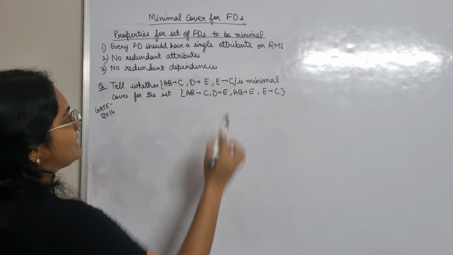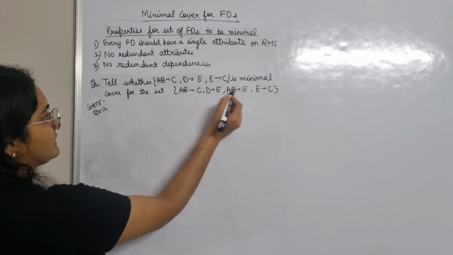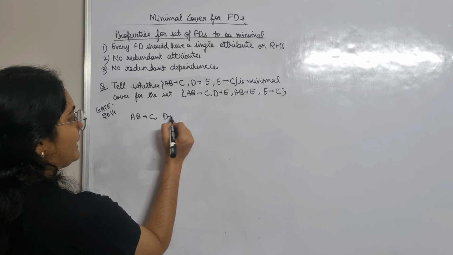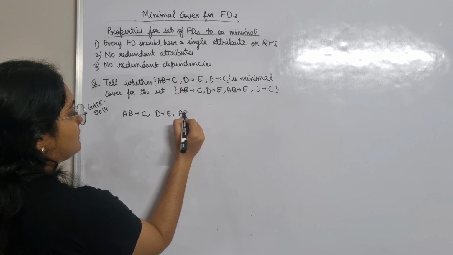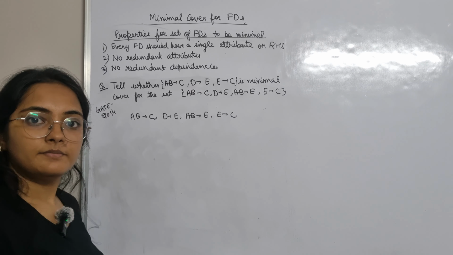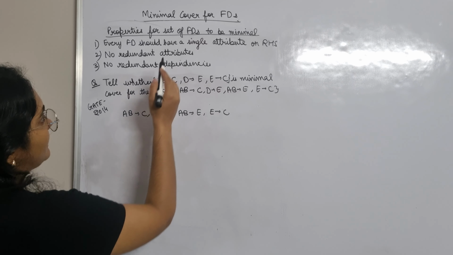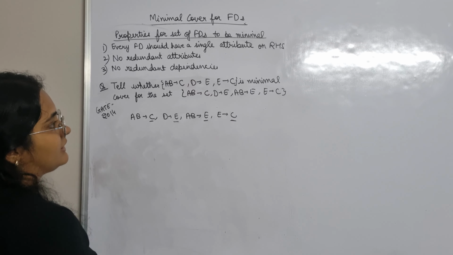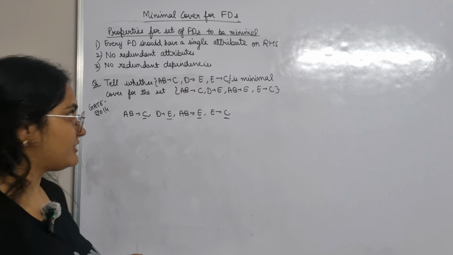Every FD should have a single attribute on the RHS. Let's first write the set for which the minimal cover is required: AB determines C, D determines E, AB determines E, E determines C. Now every FD should have a single attribute on the RHS, and they all do. So we don't need to do anything as the first step.